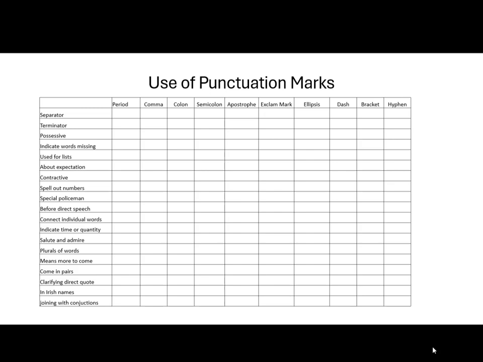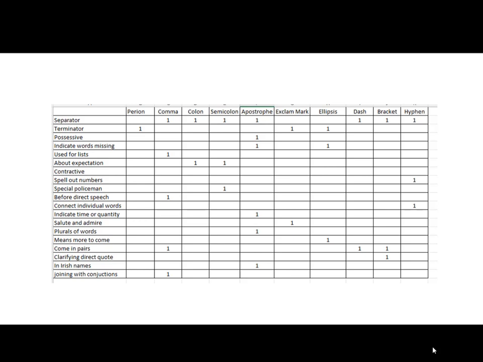Here is the use of punctuation marks, and it shows the types of punctuation marks in the first row, and in the first column the description of the punctuation. And in the solution you can find that we can categorize punctuation marks as being either a separator or terminator. For example, separators are comma, colon, semicolon, apostrophe, dash, bracket, or hyphen, and a terminator is a period, exclamation mark, or ellipsis.